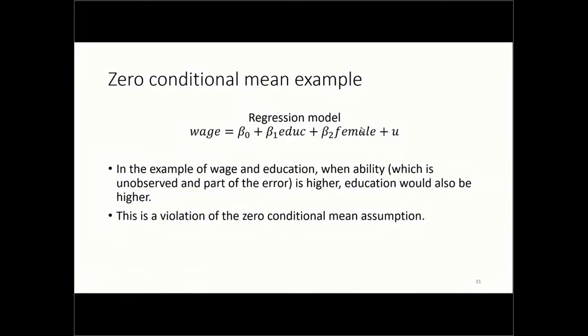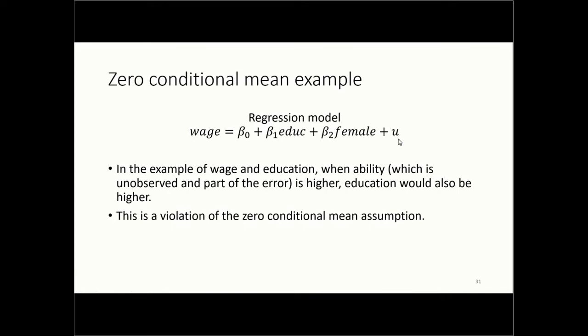So let me show you an example of zero conditional mean. Here we're back to the model of wage equals beta 0 plus beta 1 times education plus beta 2 times female plus u. In this example of wage and education, one other variable that we have not included is the person's ability. The person's ability also affects the wage, but if it's not part of the independent variables in the model, it has ended up in the error term and it's an unobserved variable.